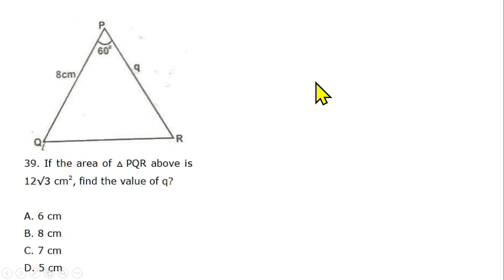There's another formula for finding the area of a triangle when we are given two sides with an included angle. This side is Q, this side is 8, and there is an included angle of 60 degrees. So we can use that formula to find the value of Q given the area of the triangle. And what's the formula? Area of the triangle equals half ab sin theta, where a and b are the two sides given, and theta is the angle given to us.